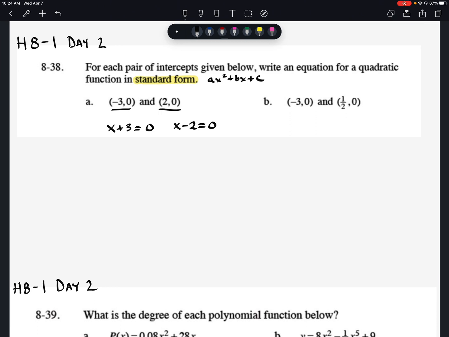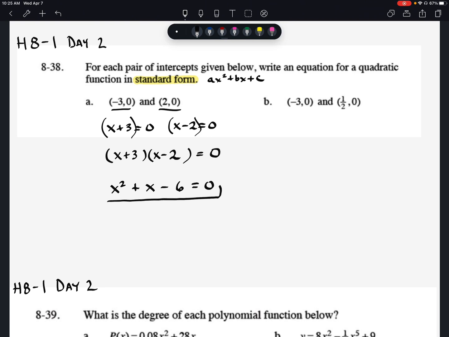So let's put these factors, this part of it and this part of it, back into our expression. We've got x plus 3 times x minus 2. We know that equals 0. And to put it into standard form, we're just going to FOIL it out. So we'd have an x squared. We'd have minus 2x plus 3x, which would be plus an x, minus 6, is equal to 0. And that would be the equation in standard form.